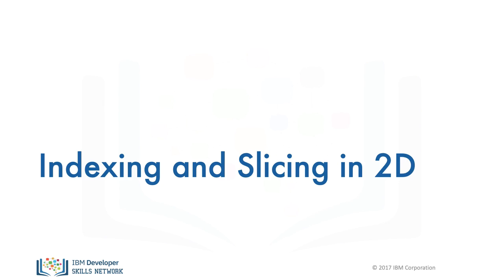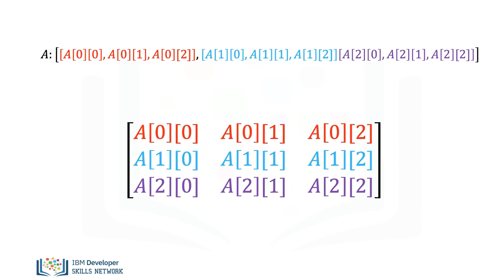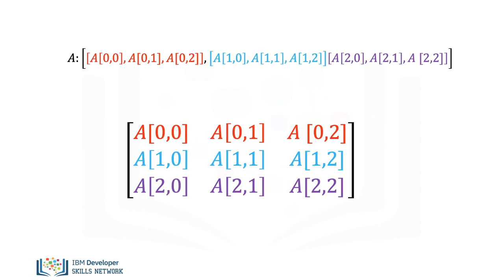Let's discuss indexing and slicing of 2D tensors. We can use square brackets to access the different elements of a tensor. The following image demonstrates the relationship between the list representation and the indexing conventions. Using the rectangular representation, the first index corresponds to the row index. The second index corresponds to the column index. We can also use single brackets to access the individual elements of a tensor as follows.